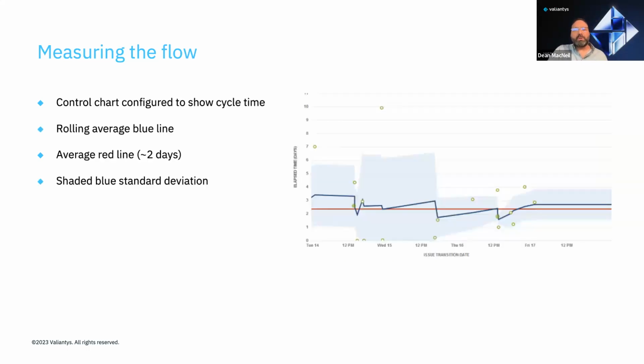Here's an example control chart in Jira configured to show cycle time as time spent working on items. We see that the team's productivity is consistent, indicated by a rolling average blue line tracking close to the average red line. There are outliers on Tuesday the 14th and Wednesday the 15th, showing cycle times of 7 and 10 days respectively, versus the 2-day average. Performance is becoming more predictable, evidenced by the narrowing shaded blue band indicating standard deviation.